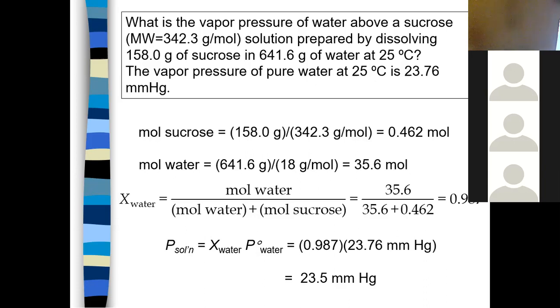The actual answer, who cares? The more interesting thing to take away from this is that even in this pretty concentrated solution in terms of mass percent, the vapor pressure dropped only a little bit, right? So does the vapor pressure drop? Yes. Does it drop a lot? No. Okay. So you want to make a note of that. Vapor pressures drop, but not hugely.